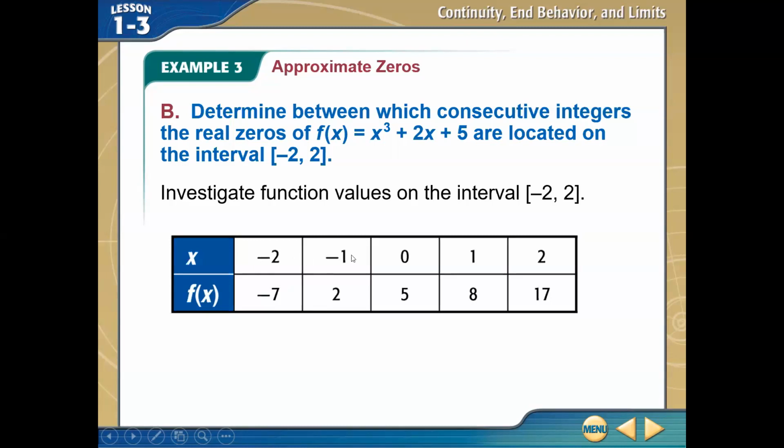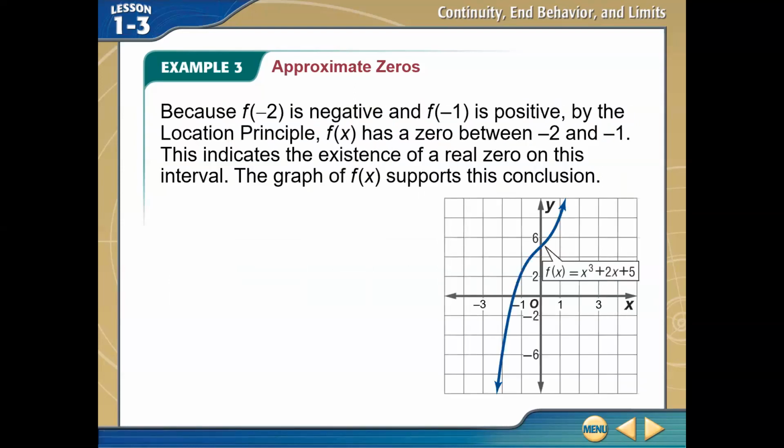As I go farther to the right, between -1 and 0, there's no sign change. They're both positive, so I'm still above the x-axis here. I get to 1, still above. As I get to 2, I'm still above. So the only real zero falls between -2 and -1. That's what my graph looks like. You can see that. So the answer is the real zero falls between -2 and -1.